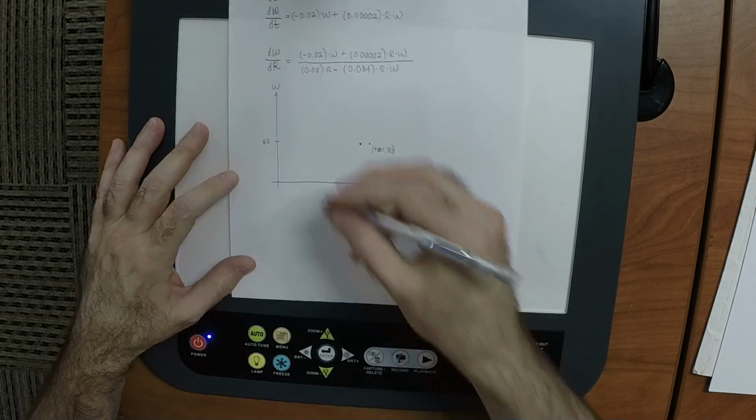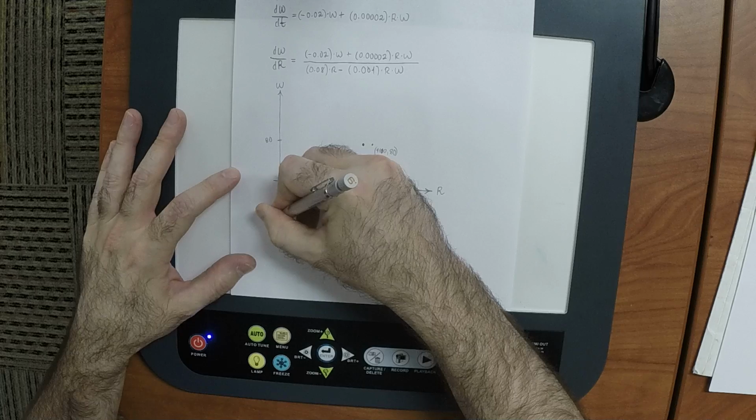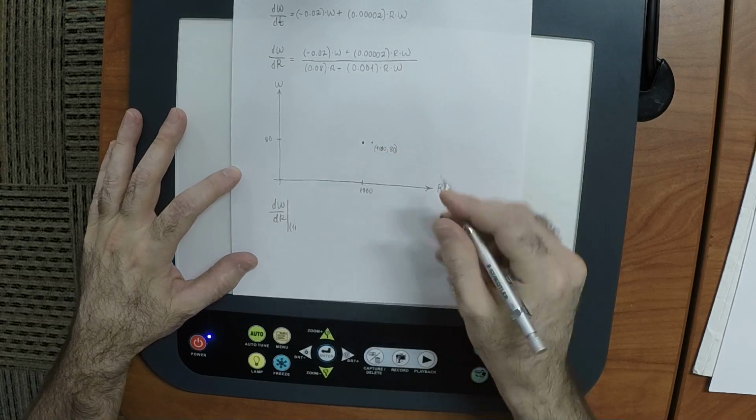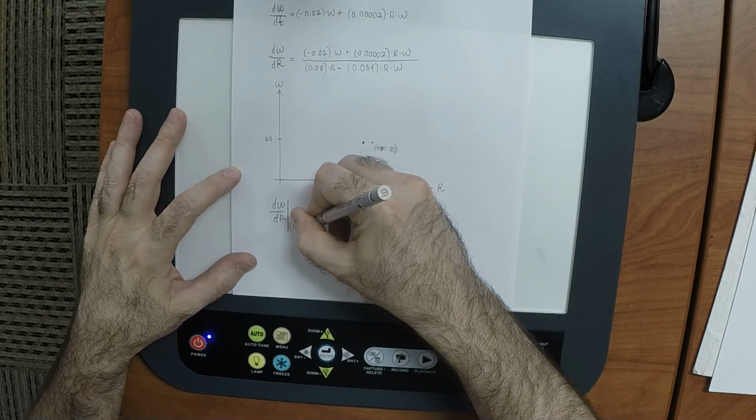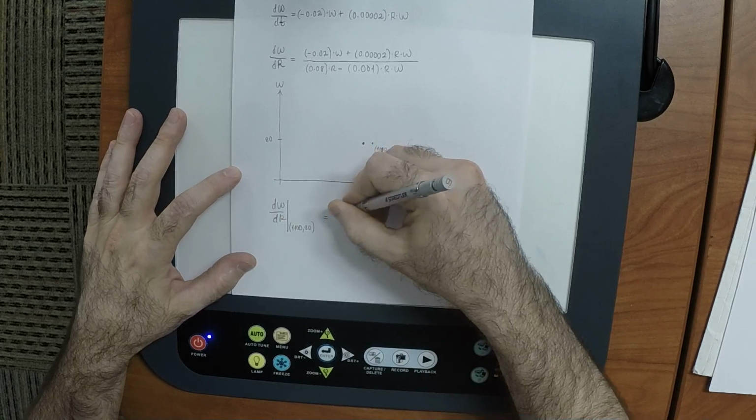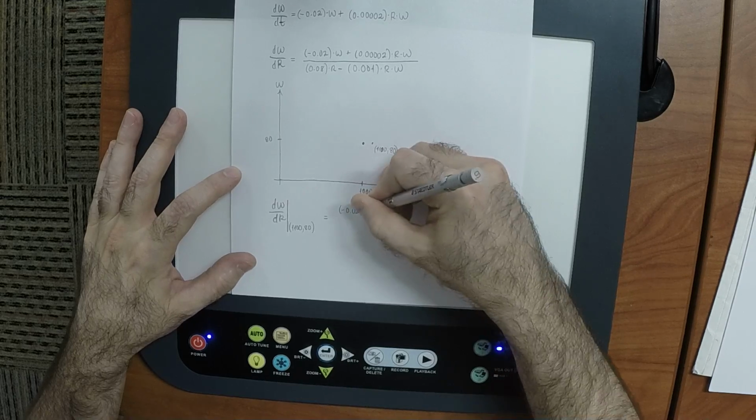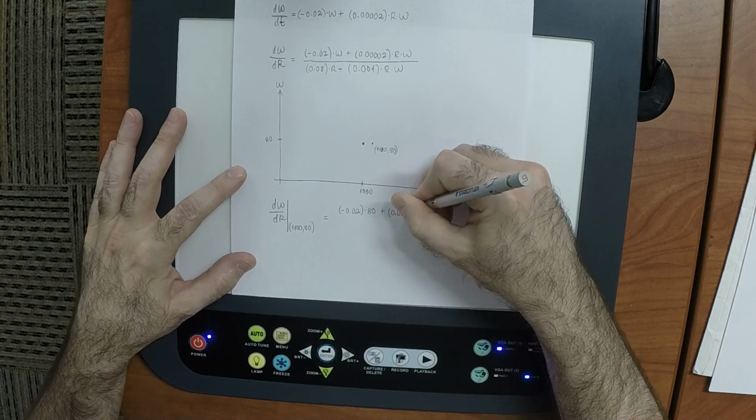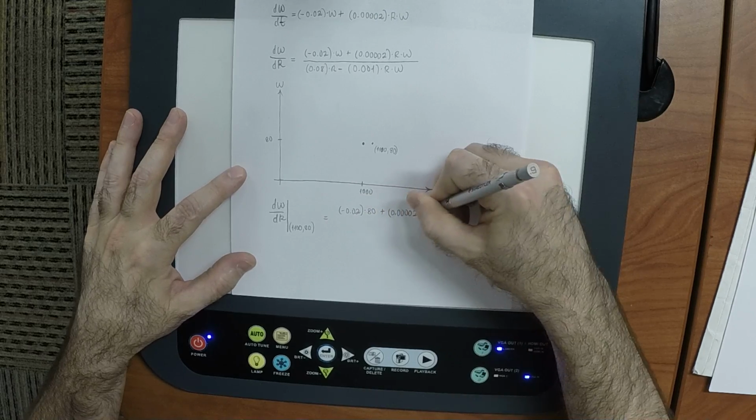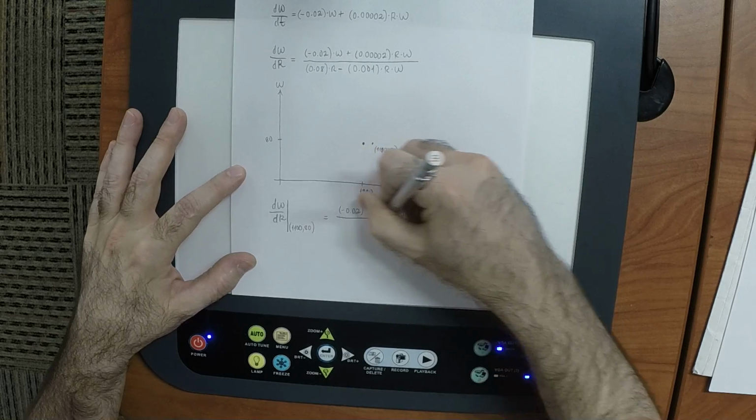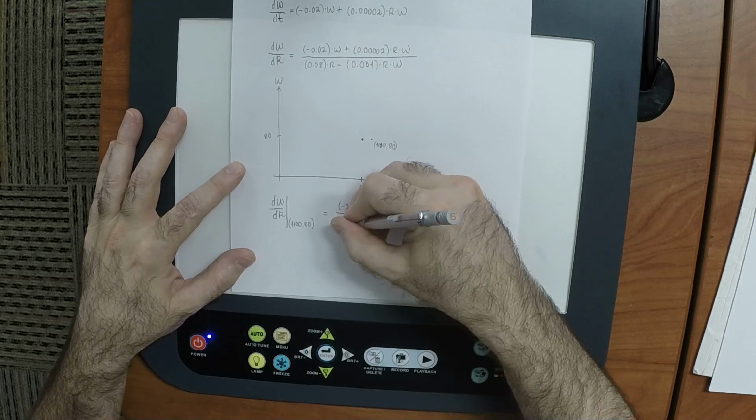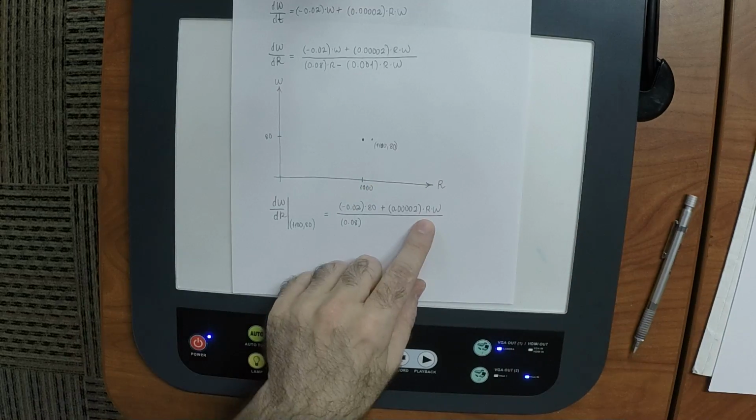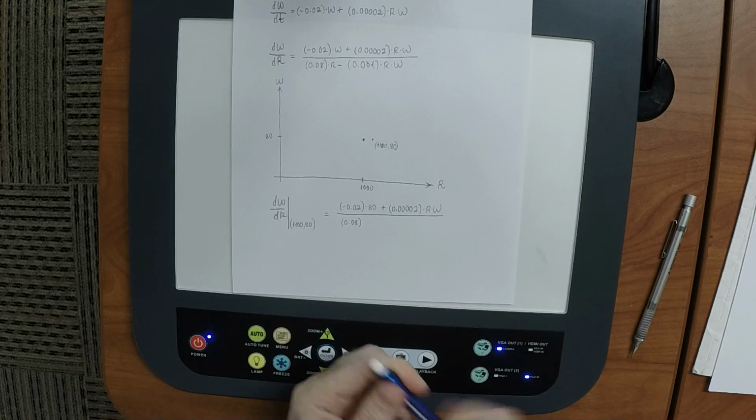Evaluate dW/dR evaluated at that point. So that would be negative 0.02, and then W would be 80 plus 0.00002 RW, and then over 0.08. Whoops, I didn't want to write RW. I wanted to plug in the values.